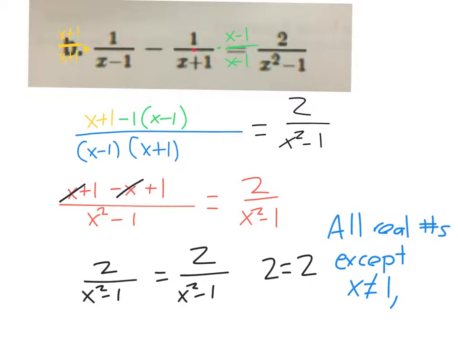And then what about this one? What would be a problem here? Negative 1. And then what would be a problem here? 1 and negative 1. So I've already got both those problems included.